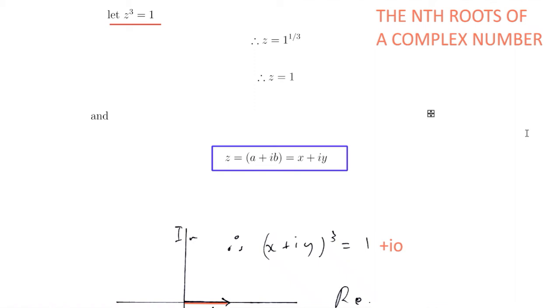Okay, so let's look at the nth roots of a complex number. We're going to start with the example of z cubed equaling 1, wherein z could be defined as a plus ib. So values along the real axis would be the a, values along the imaginary axis would be the b or ib, and they would come together to give you a point, for example, in these four quadrants. And we will discuss this further in a moment.